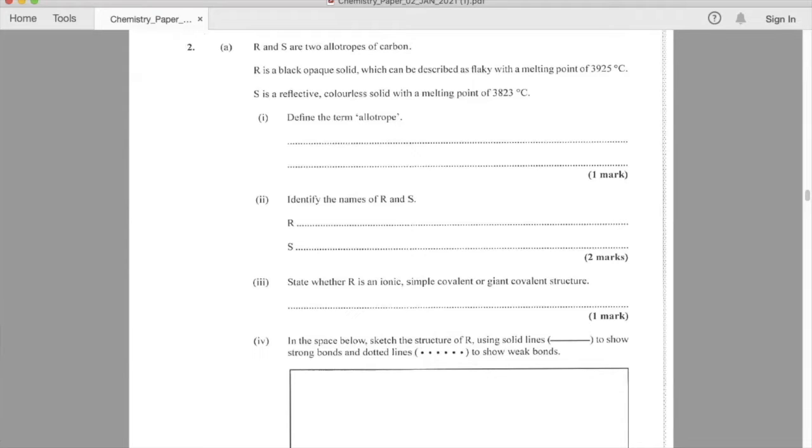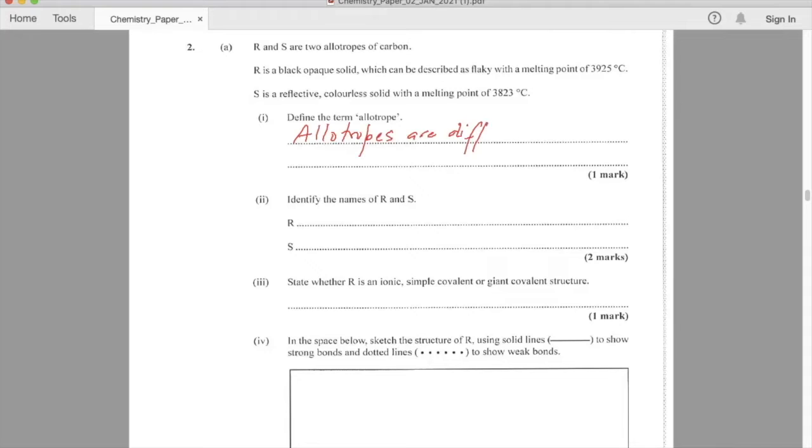So in number two, R and S are two allotropes of carbon. R is a black opaque solid, which can be described as flaky, with a melting point of 3,925 degrees Celsius. S is a reflective colorless solid with a melting point of 3,823 degrees Celsius. Define the term allotrope. Now, allotrope, we'll just get right into it.